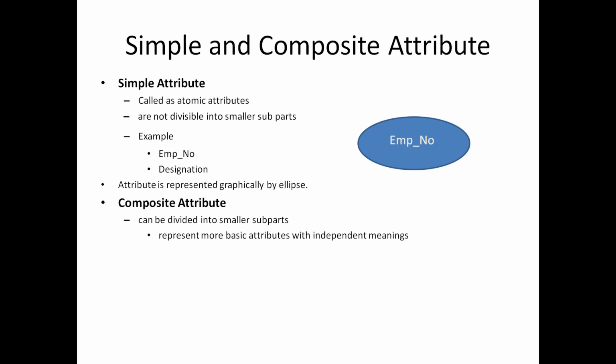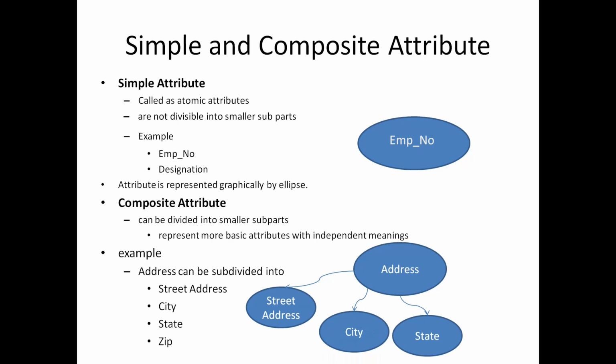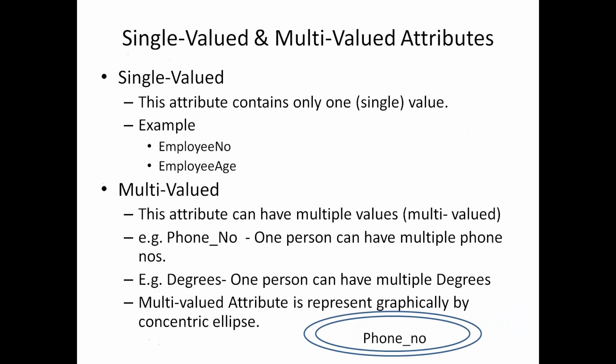It can be divided actually into smaller subparts, meaning more basic attributes with independent meanings. So for example, let's say you have an address of a person, right? This address could have a part called street address, city, state, and zip. So that actually becomes the composite attribute, because I can distribute the address into multiple subparts: street address, city, state, and zip. So that's the simple and a composite attribute.